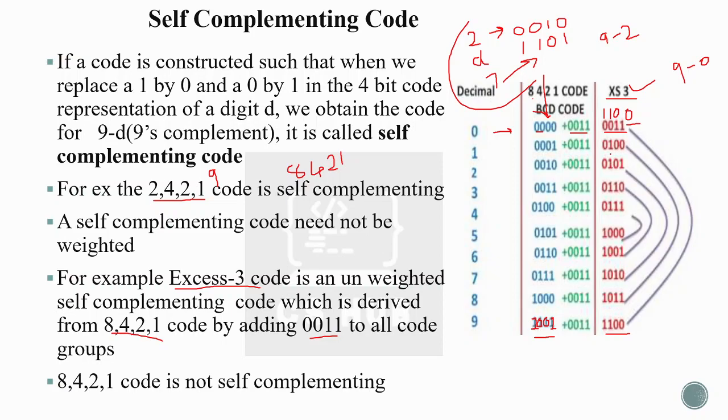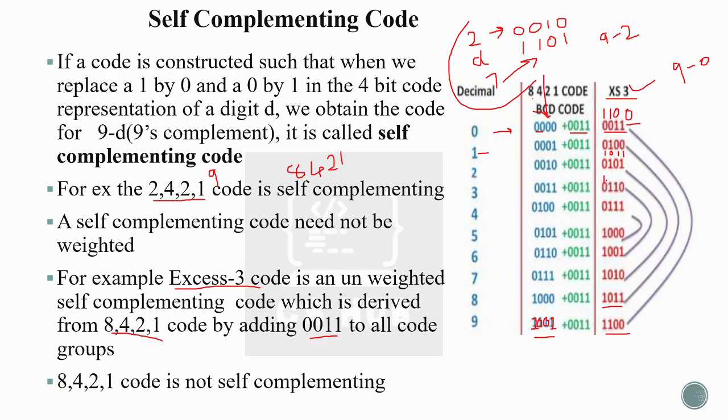Consider the next number, 0100. When we interchange zeros and ones, we get 1011, and it should be equal to 9 minus 1. 9 minus 1 is 8. Consider the code for 8, 1011. This is the same. Next number, 0110.